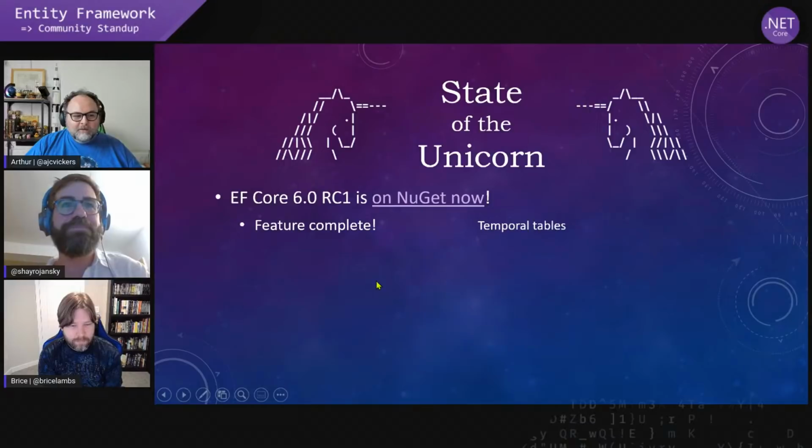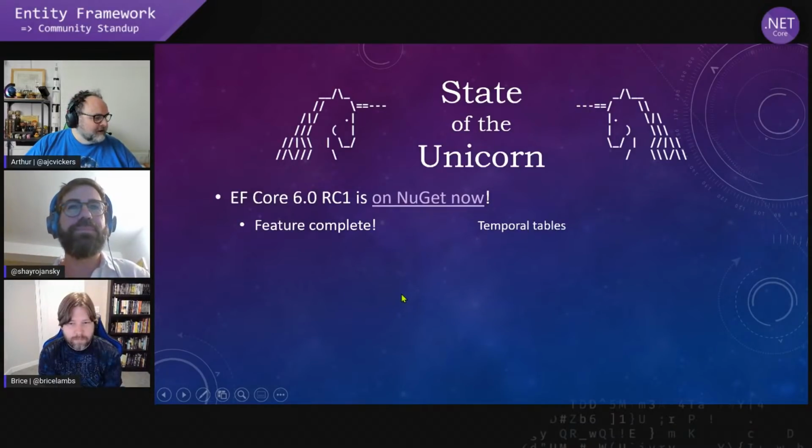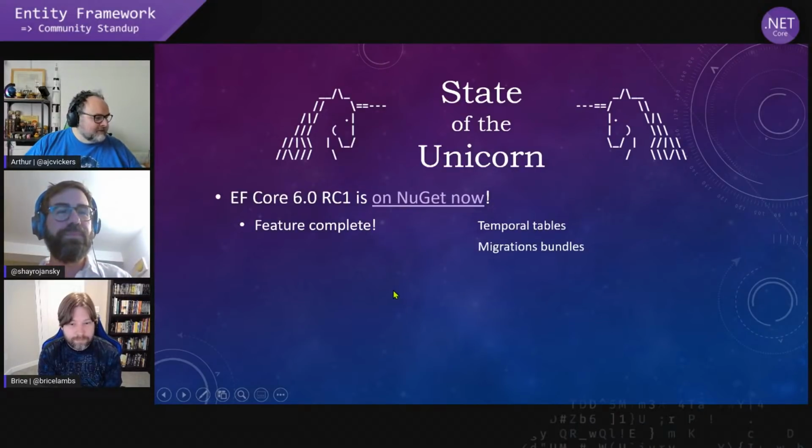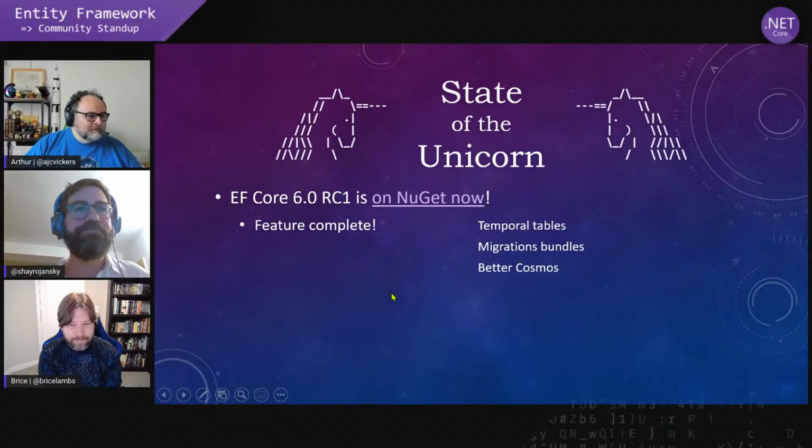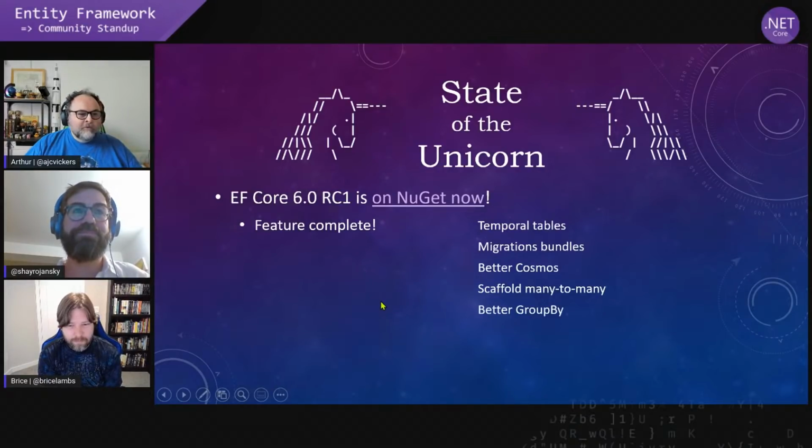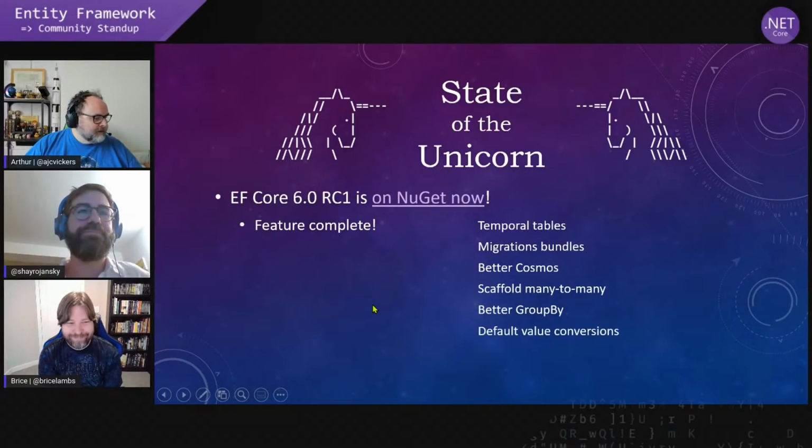Let's quickly go over some of the highlights. We've talked about a lot of this already on previous episodes. Temporal tables, we're going to do a blog post on that. Migration bundles, Bryce's big feature here. Better Cosmos support, we've talked about that as well, and there's a blog post on it. You can now scaffold from an existing database directly to many tables. We have better support for group by, translating more patterns. You can set default value conversions. So for any property of a given type, you can say, I want it to convert to a string or whatever else.